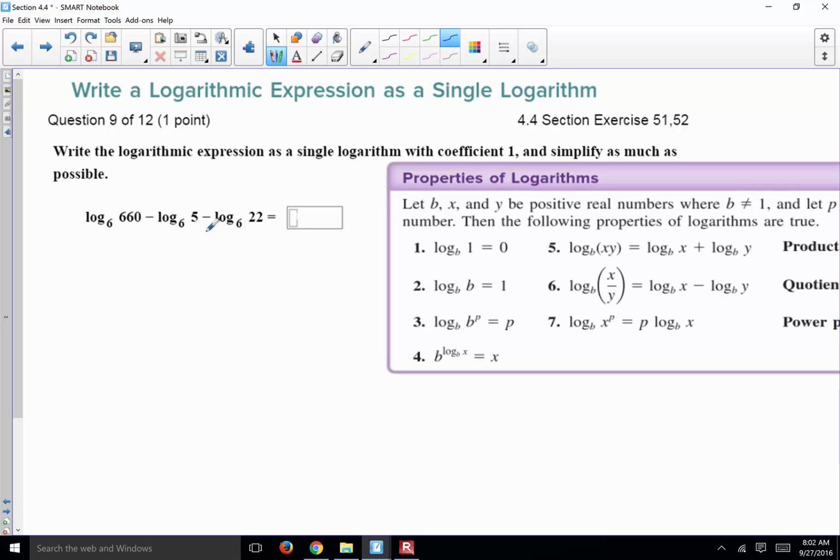There are 3 pieces. Some people just combine all at once, but I'll do 2 by 2. Choose 2 pieces and combine with one of these rules. Look, this one combines a subtraction into division. This one combines an addition into multiplication. This one turns a number in front back to the power. Which one would you apply, 5, 6, or 7?